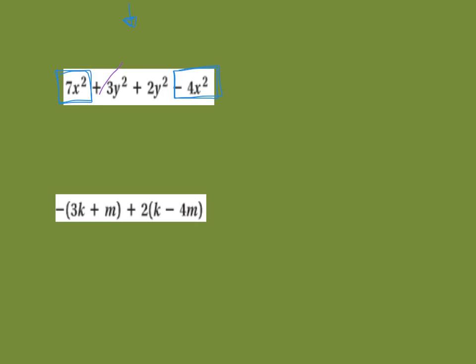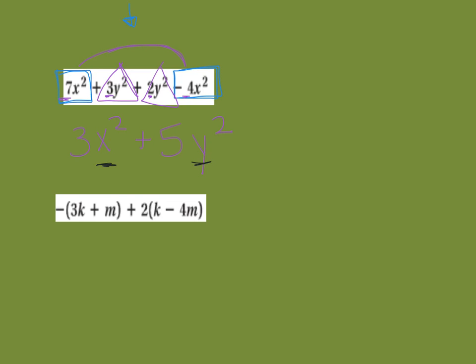And then I have a y squared and y squared. So if I combine these like terms, I just look at the coefficients. So my 7 and my -4, which would leave me with 3x squared. And for my y's, I have a +3 and a +2. So add those together and you get 5y squared. As you can see, the variable did not change. X squared stayed the exact same.